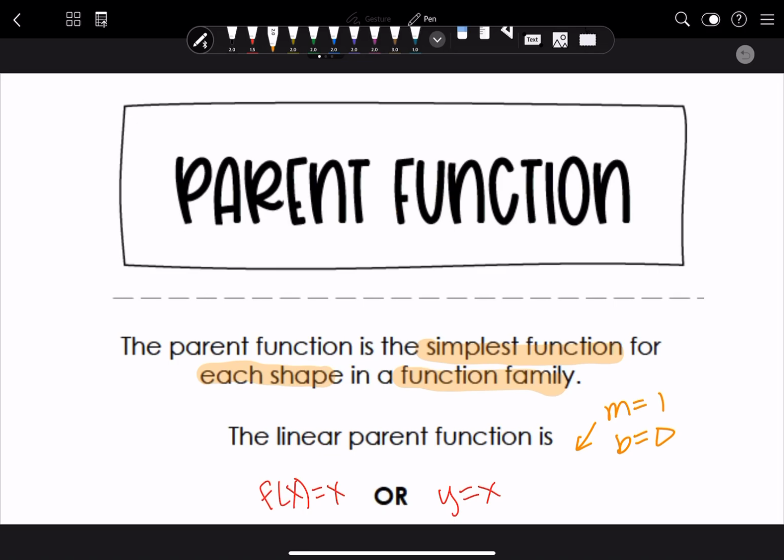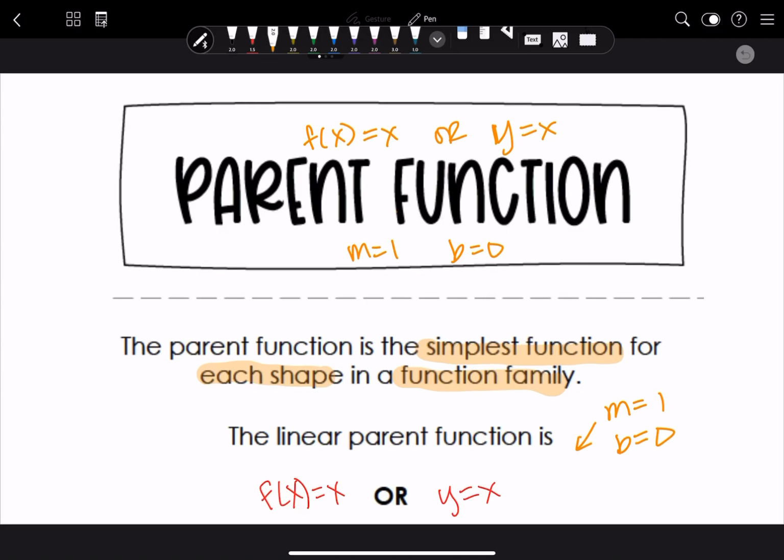And definitely also write down your parent function on the front of your notes, on the flap of this. So I'm going to write it on here. And notice I'm also writing down that my slope is 1 and my y-intercept for this is 0. And yes, it is a direct variation.